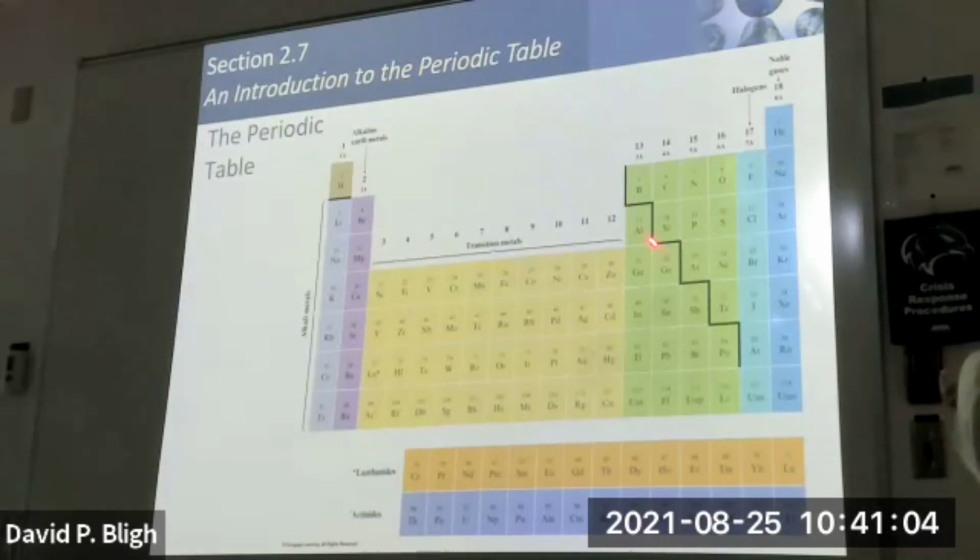Okay, all right, here's our dividing line, metals and nonmetals. And some of them have names. The groups have names. The first group is alkali metals. Second group is alkaline earths. And on the other side, you have noble gases. Then this group is halogens, right?